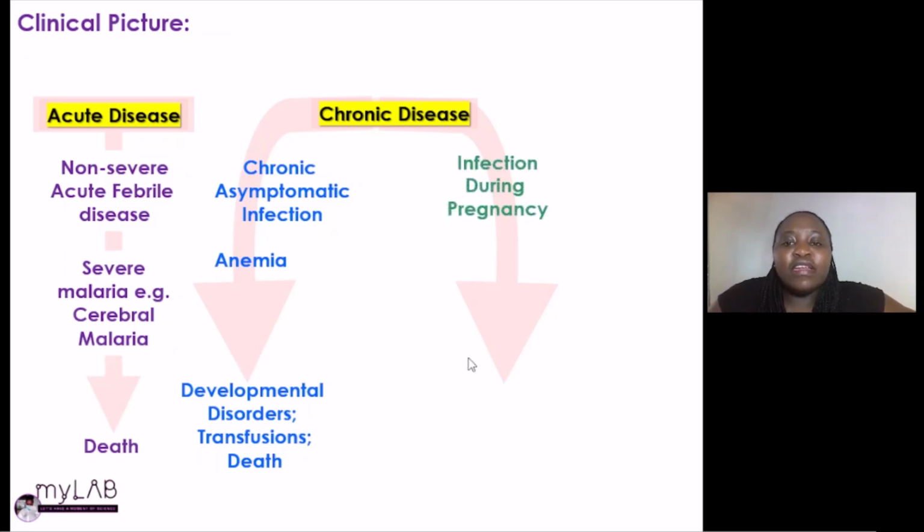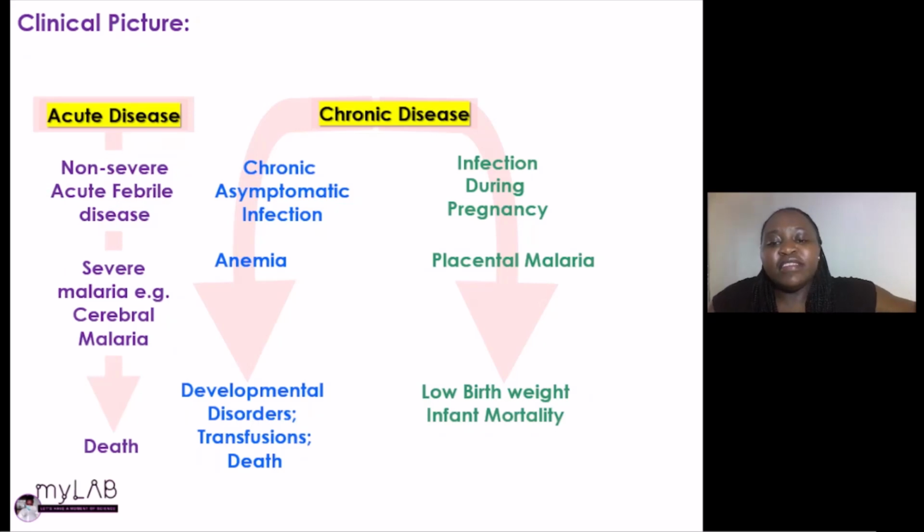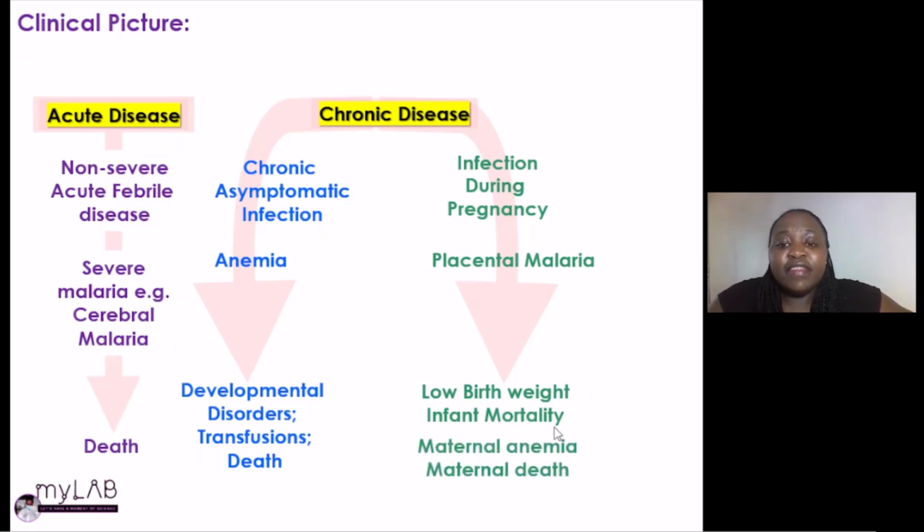And then we have chronic disease that usually will occur during an infection in pregnant women. And this results in what we call placental malaria once the infected red blood cells cross from the mother to the placenta. And once they do that, they will result in unfavorable pregnancy outcomes, such as low birth weight in newborns, infant mortality, and even in the mother, it can cause anemia and eventually death.